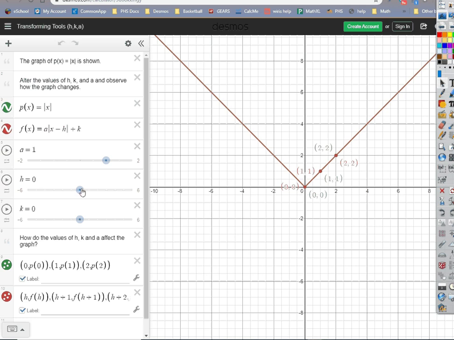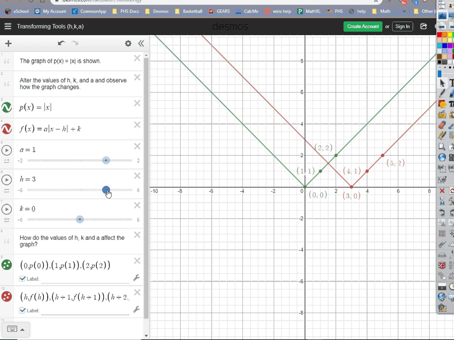So if I pick a value of h equals 3, look what it's doing. The value I'm subtracting from x is how much I'm actually shifting, translating the graph horizontally to the right, in the positive direction. Okay. So we'll talk more about that tomorrow, about why it works that way.